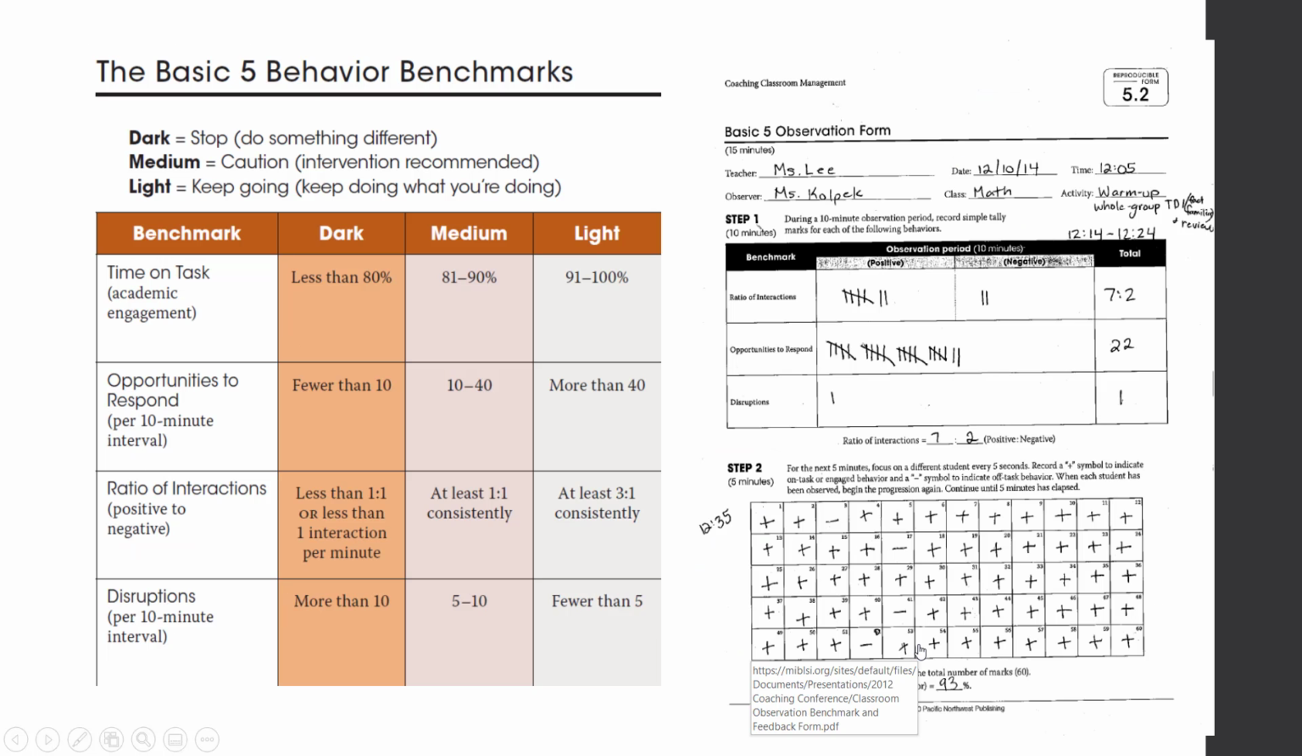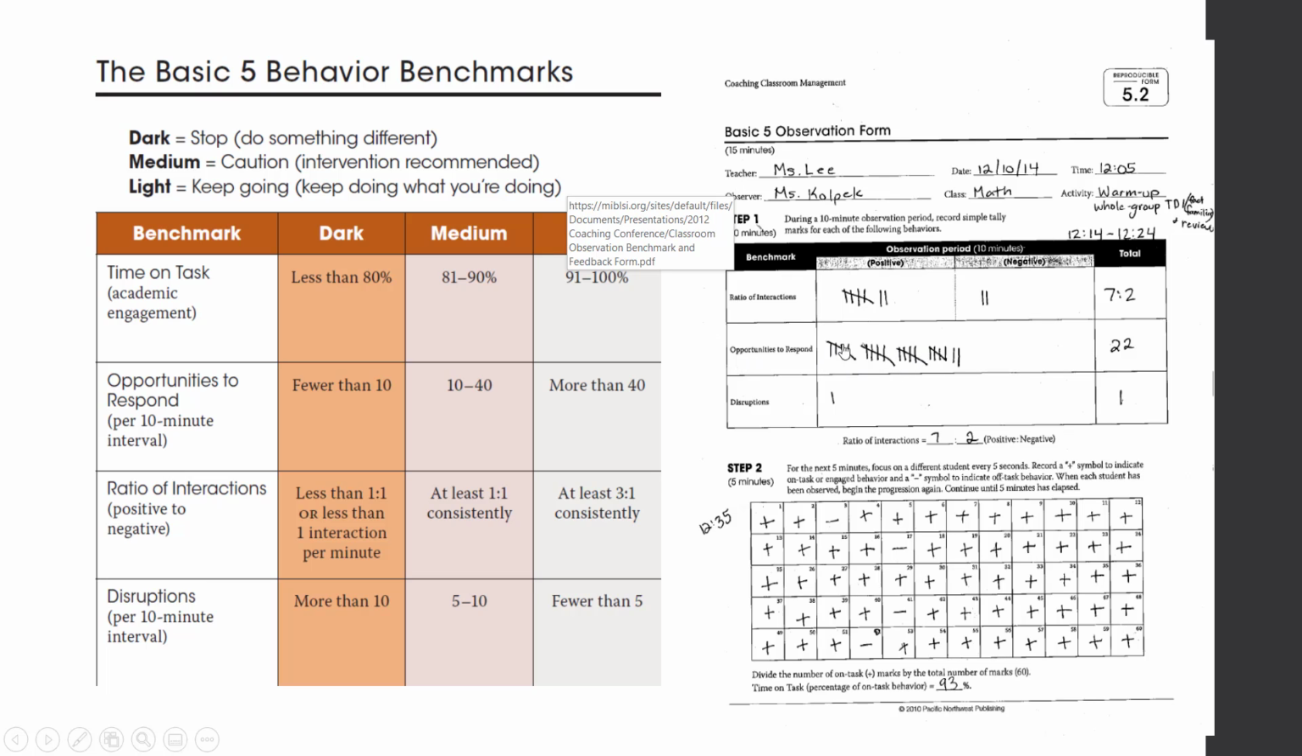And then I do have an example of how you can actually do this, or you guys can look up the Basic 5 observation form, and you can see, here's an example of just one that's been filled out. So here's your teacher, the activity, the benchmark. So this is the ratio of interactions, opportunities to respond, and disruptions. So we can see with our ratio of interactions for this child and teacher, 7 positive, 2 negative. So 7-to-2 ratio, she's good.